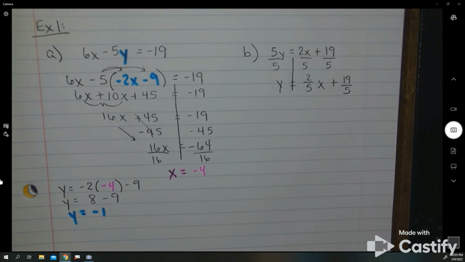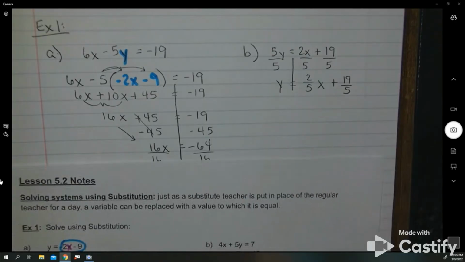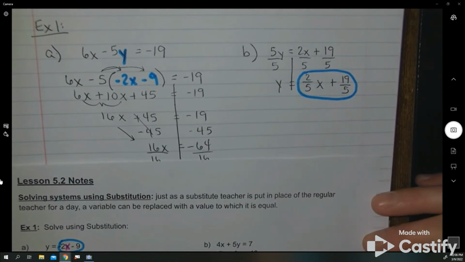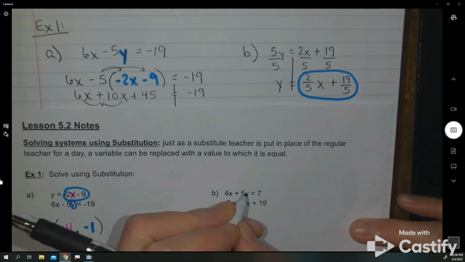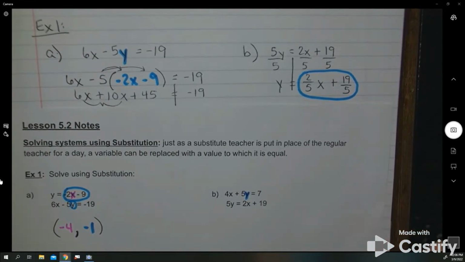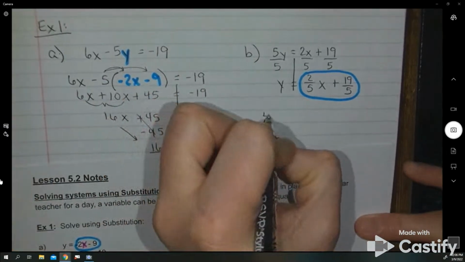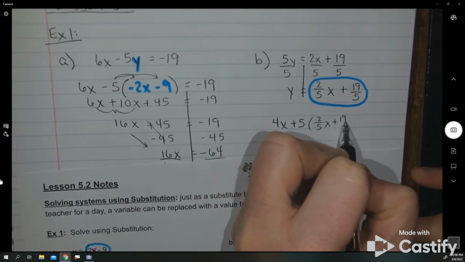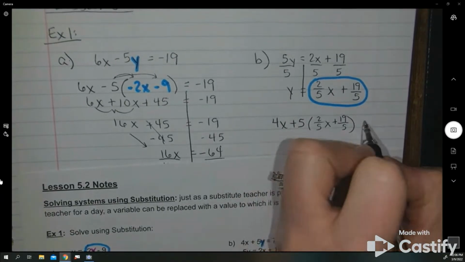Most of the time, it's great just to leave it as an improper fraction. Okay, so I know now that y is equal to 2/5 x plus 19/5. All of that is going to get put in for y in my top equation here. So I have 4x plus 5 times (2/5 x plus 19/5), and it's equal to 7.